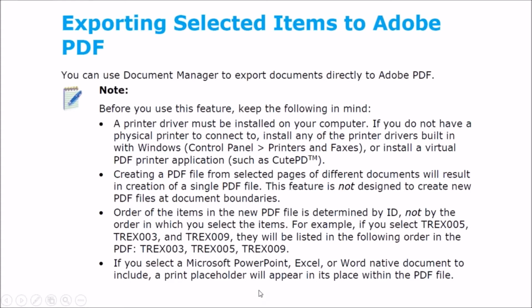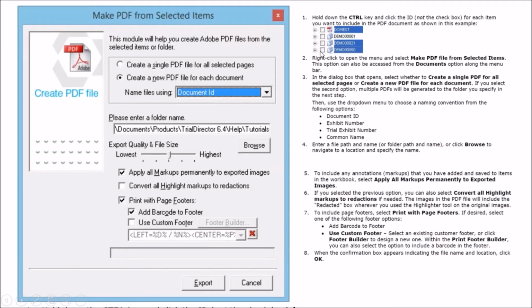If you select the Microsoft PowerPoint, Excel, or Word native file to include, a print placeholder will appear in its place within the PDF file. And this is a screenshot that shows you the basic menu system when you go into the creation of these PDF files. Create a new PDF file for each document, the name of files using the document IDs, enter the folder name where you're going to put these, the quality of the PDF file, and usually I actually put this up to the highest, and then you can apply all the markups if you want.